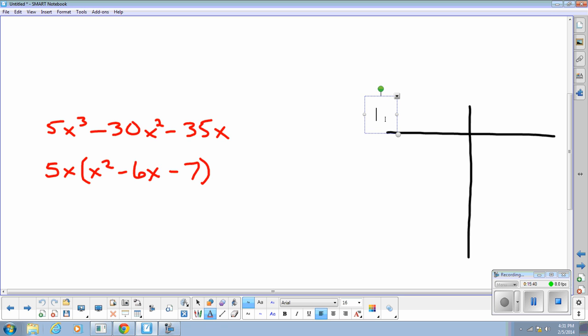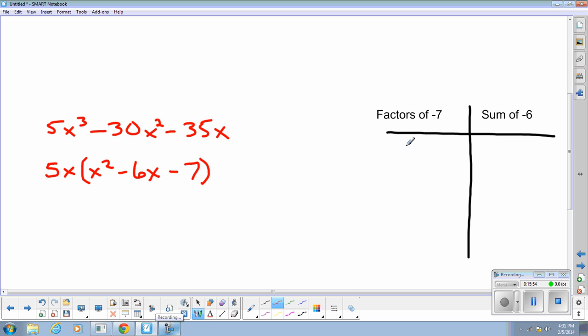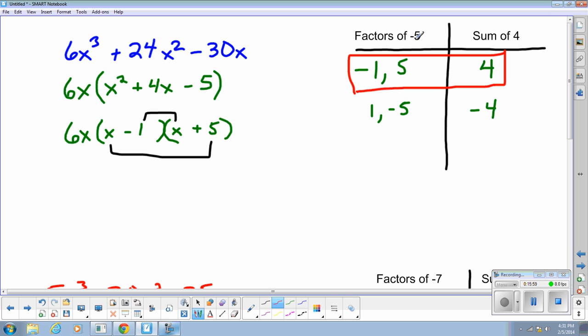I need the factors of negative 7 that have a sum of negative 6. So let's take a look at that. Factors of negative 7, sum of negative 6. In the last problem, I had factors of a negative number that added to a positive. Notice here that meant the factor that has a further distance from 0, or as you might term it, the larger one sometimes, is the positive number to give me the positive sum.